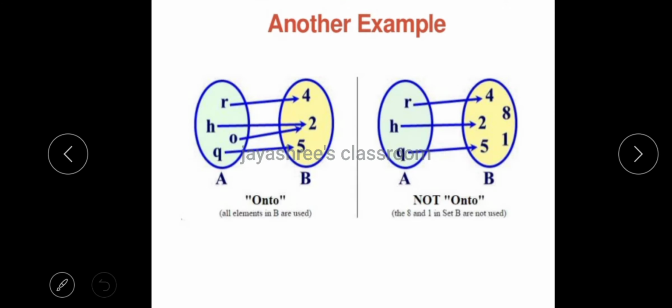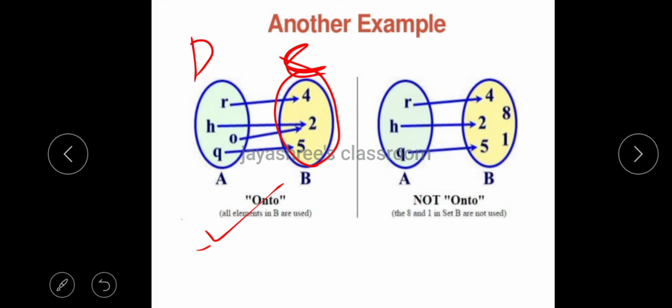One more example. Consider the domain whose members are R, H, O, Q. Look at the range or the codomain. All the members are used. Okay, therefore, this is an onto function. There are no free elements here in the codomain. This is completely the range. Okay, therefore, this is an onto function.